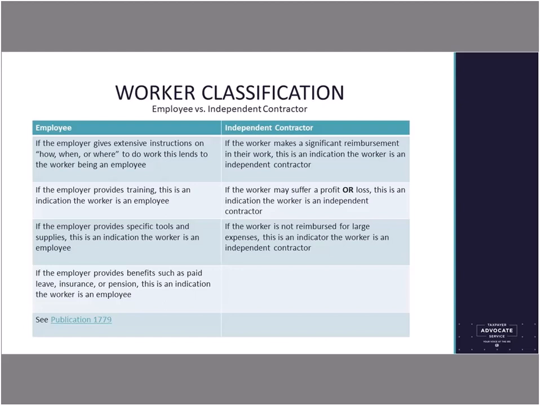For IRS purposes, the degree of control, behavioral and financial, and independence in this relationship may be reviewed and looked at. Behavior control covers facts that show the business has a right to direct and control what work is accomplished, how that work is done, through instructions, training, or other means. Financial control covers the facts that show if the business has a right to direct or control the financial and business aspects of the worker's job.